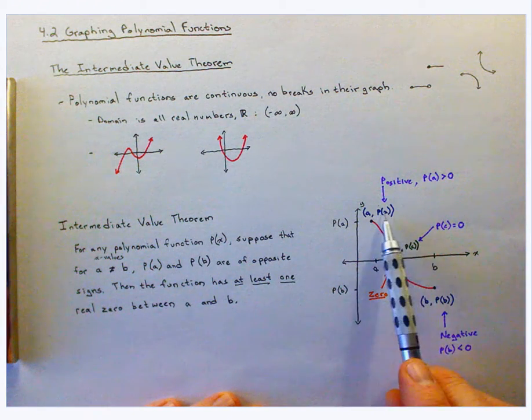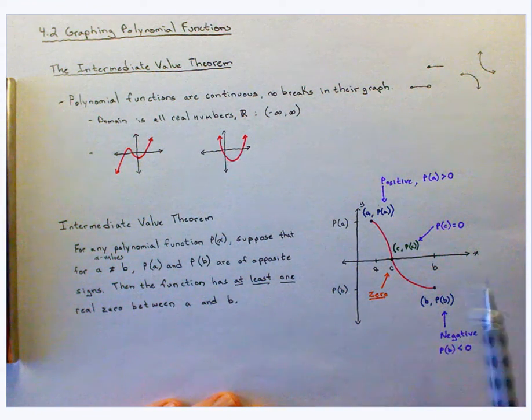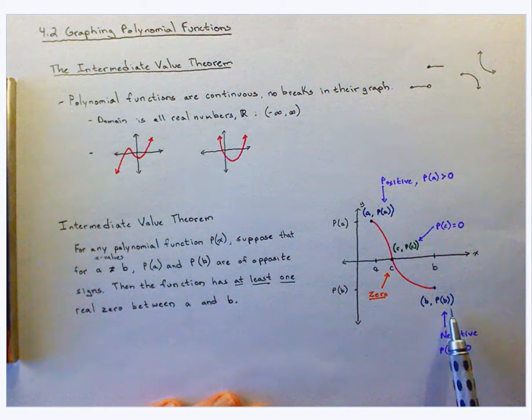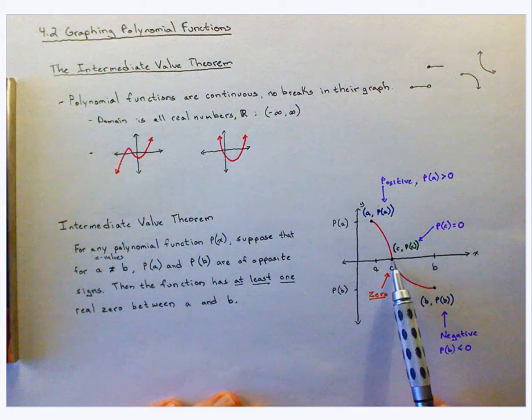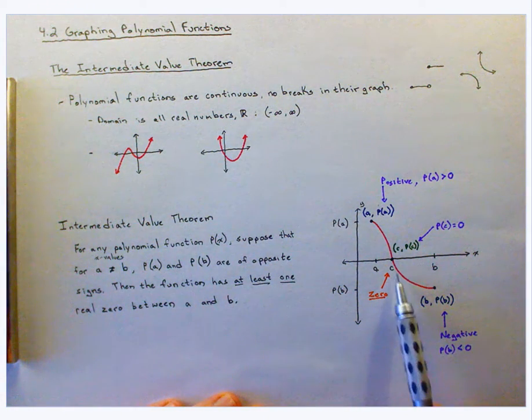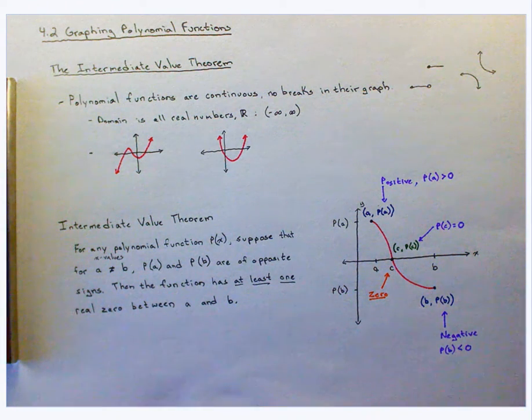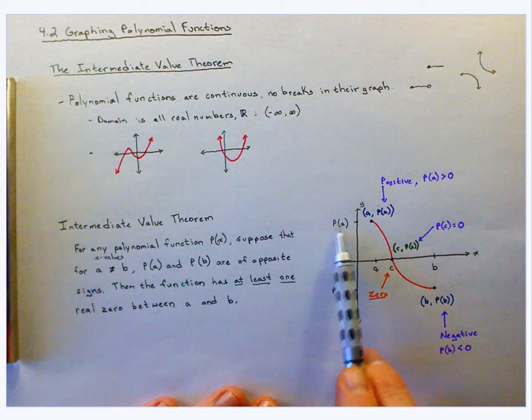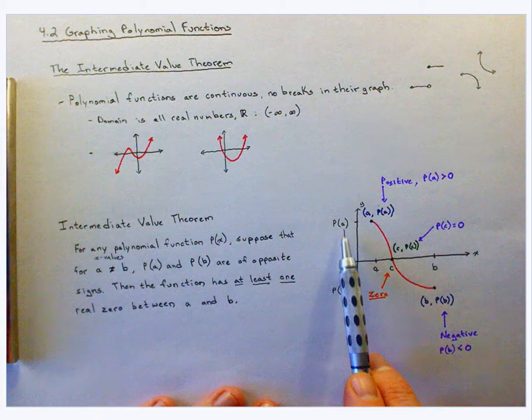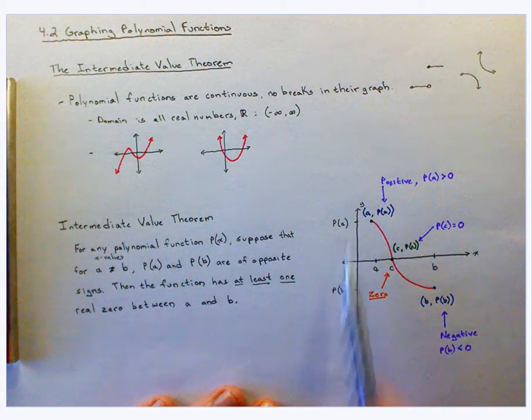If the value for p of a is positive or negative, and the value for p of b is the opposite, so negative or positive, then there is at least one real zero in between them, and we'll call that value of x c. X is your independent variable, your input. What you put into your function, you're going to get something out, and that is your y, or written in function notation, p of x, here p of b, or here written p of a. This y will determine the sign at that point.